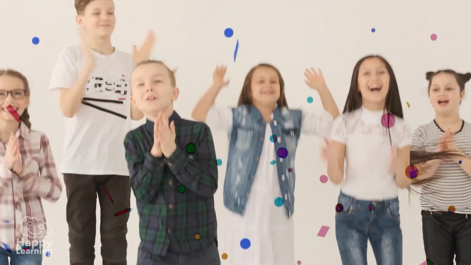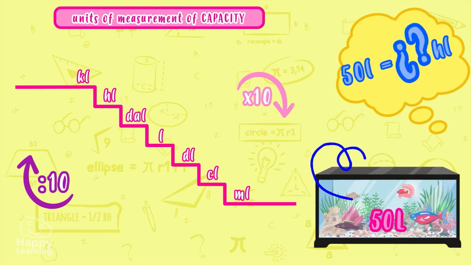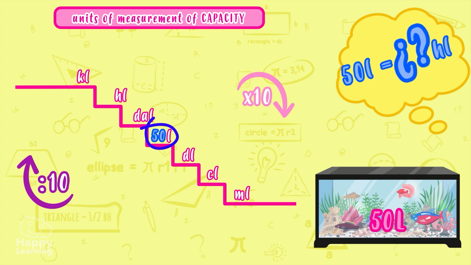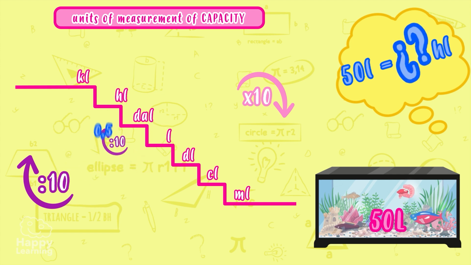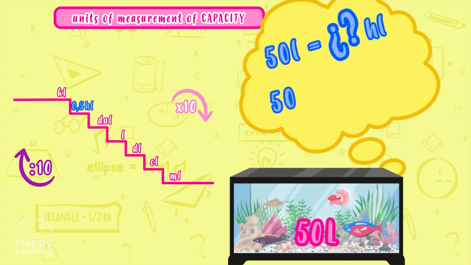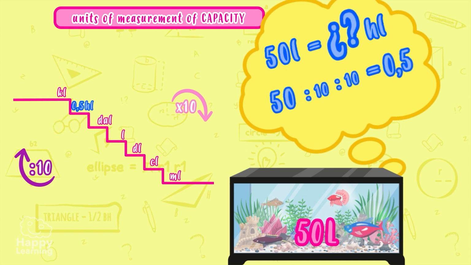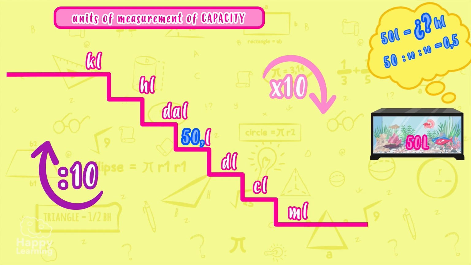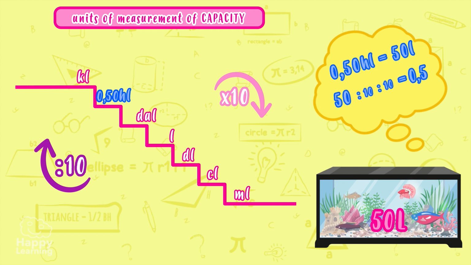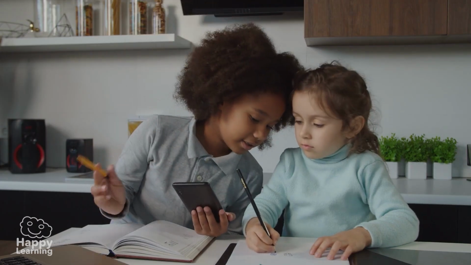Now, we want to know how many hectoliters are in 50 liters. We start at the liter and we go up 1 and 2 steps. So we divide 50 by 10, 2 times. Or in other words, we draw a comma and move it up 1 place for each step we go up. So we move the comma once and twice. And since there's no number in front of it, we add a 0. And we get 0.50 hectoliters, or what is the same, 0.5 hectoliters. The ladder trick is really easy, isn't it?